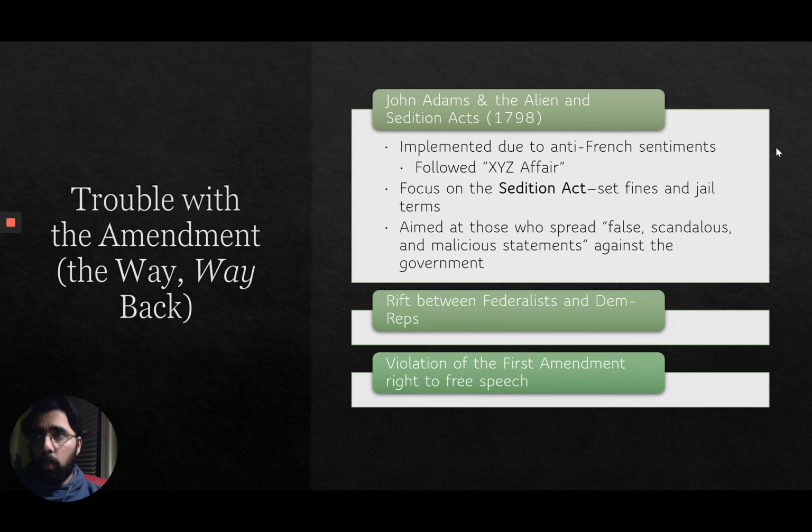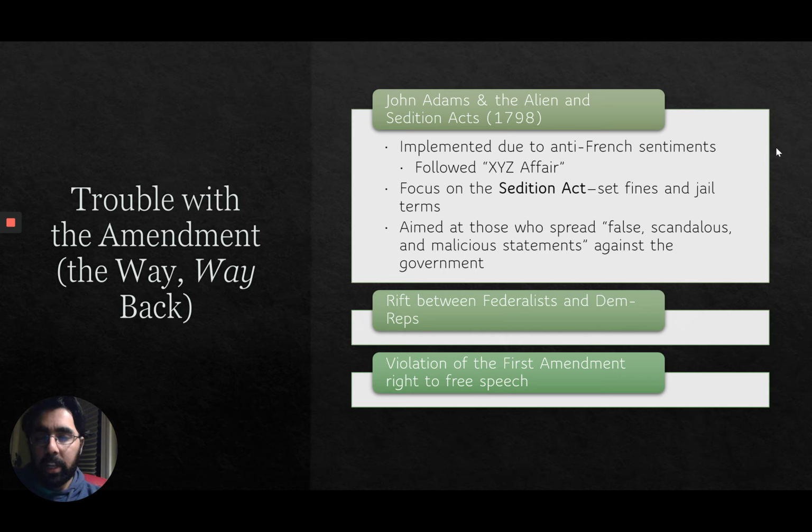So the First Amendment obviously is drafted with the Constitution, but in order to understand troubles with this amendment and troubles with amendments in general, because no amendment is free from scrutiny, we have to go way, way back. And what I mean by that is obviously touching first upon John Adams and the Alien and Sedition Acts, right, which came out around 1798. These acts are implemented due to anti-French sentiments that follow the XYZ affair.